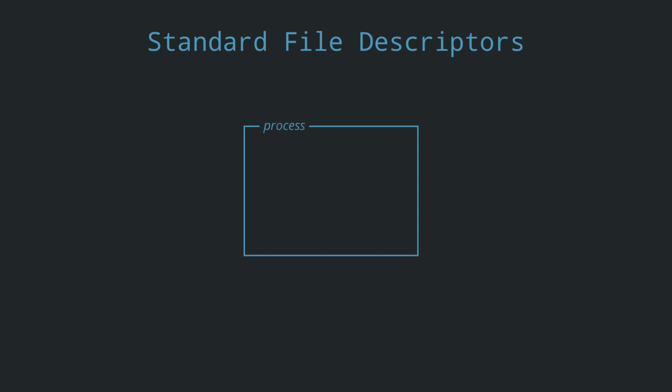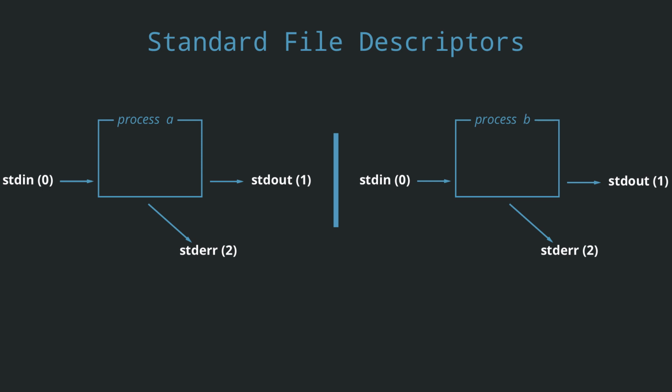When a process is launched, three file descriptors are assigned, 0 through 2. Conventionally, 0 is standard input, 1 is standard output, and 2 is standard error. When using a pipe, the standard output of process A is connected to the standard input of process B. However, using the command line, we can manually specify each one of these file descriptors.